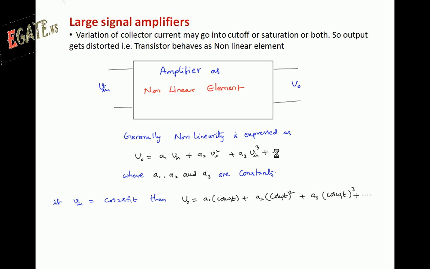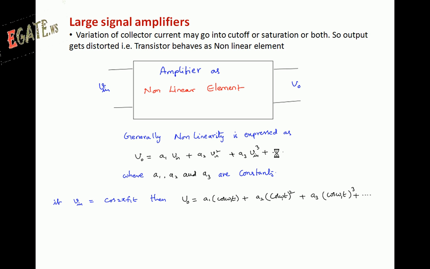A1 times cos omega 1t, plus A2 times cos omega 1t square, plus A3 times cos omega 1t cube. If you observe the frequency components in input and output, in the input there is only one frequency component, that is f1, but in the output there are many other frequency components along with f1. A1 cos omega 1t consists of one frequency f1. Cos omega 1t whole square is nothing but cos 2 omega 1t plus 1, which consists of 2 omega 1, that is the 2f1 frequency component.